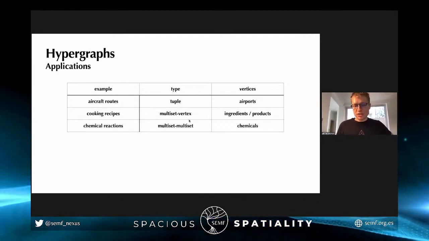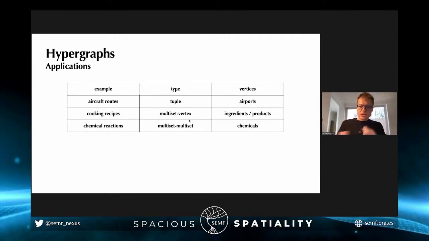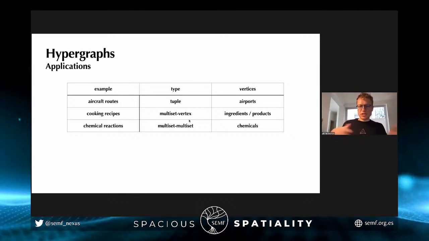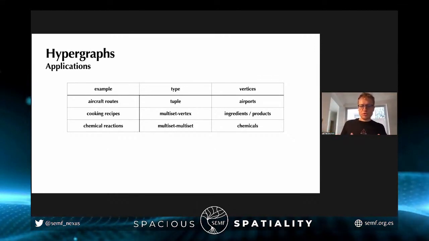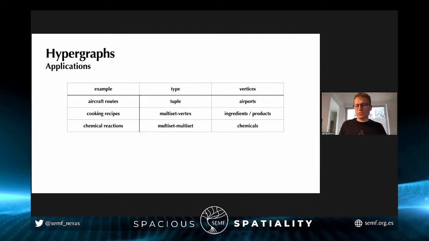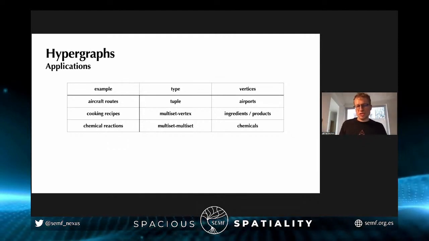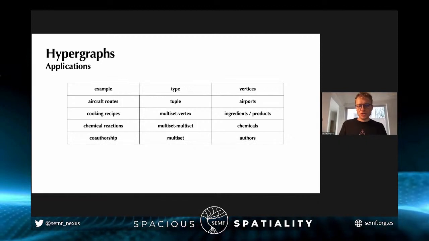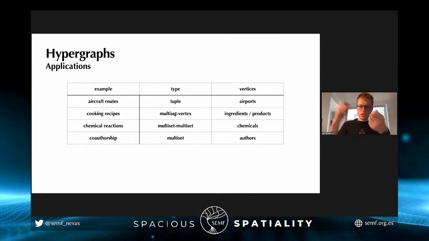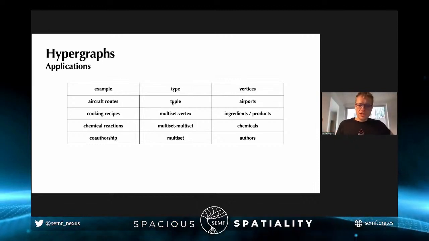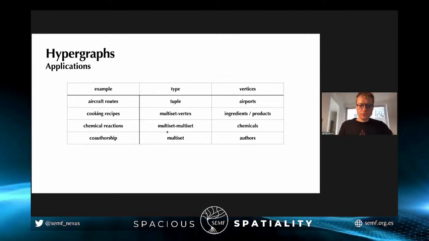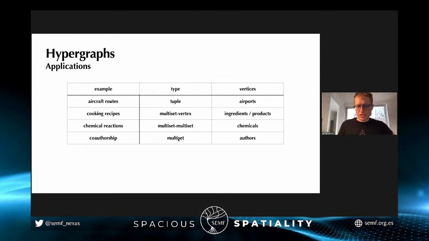Chemical reactions, multiset, because there's really no order to the inputs to a given chemical reaction. They're just floating around in solution, they bump into each other, they react, and they typically produce more than one output chemical species. These are examples, by the way, of directed hypergraphs because there's source and target. The aircraft routes is an undirected hypergraph because there's just one hyperedge, it's just the route. Co-authorship is another example of an undirected hypergraph.